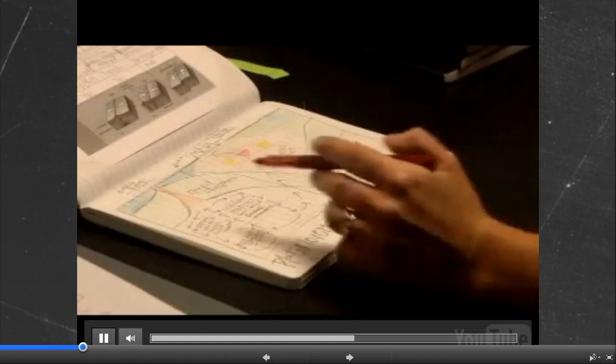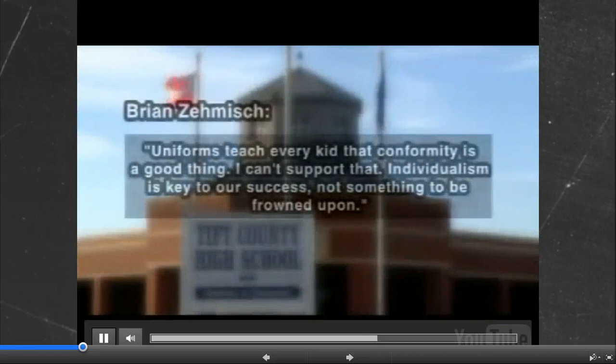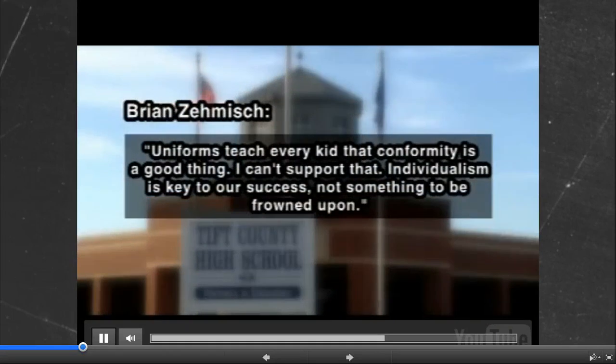Despite the pros and the cons, the school board is leaving the decision up to the public. And on Monday, they opened an online survey that allows all members of the county to voice their opinion. While the survey results are private, Fox 31 reached out to the public to see what some residents think. Brian Zemish says, uniforms teach every kid that conformity is a good thing. I can't support that. Individualism is key to our success, not something to be frowned upon.